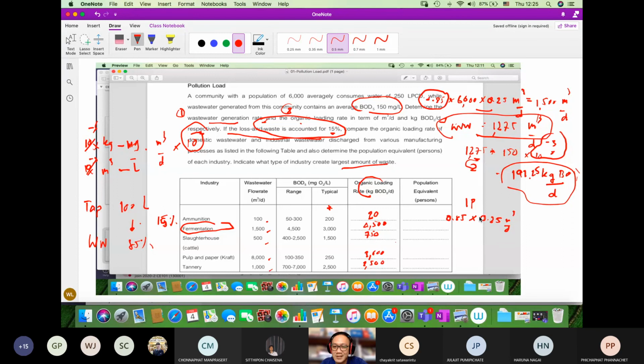Only 85% becomes wastewater. The waste discharged from one person also contains BOD of 150 milligrams per liter, and again we just find the load for one person: the organic load for one person, how many kilograms per day per person.